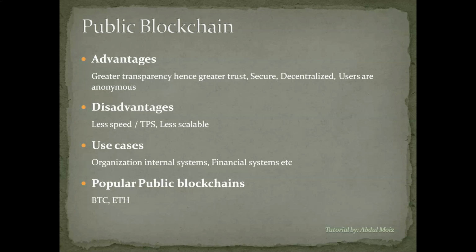What are the disadvantages? They provide lesser speed. It means they're less scalable and transactions per second are less. So where are the use cases? Where are these blockchains implemented? Public applications will be a good implementation or use case for public blockchains, like cryptocurrencies or charity type applications or any public application. So popular public blockchains are mainly cryptocurrencies, Bitcoin or Ethereum.